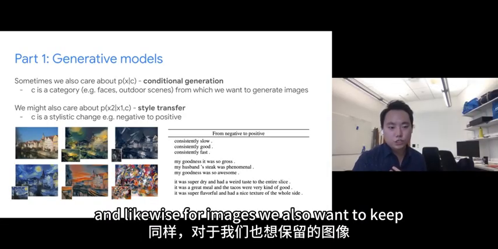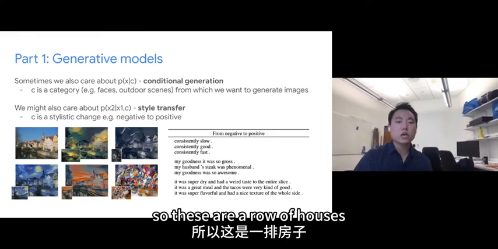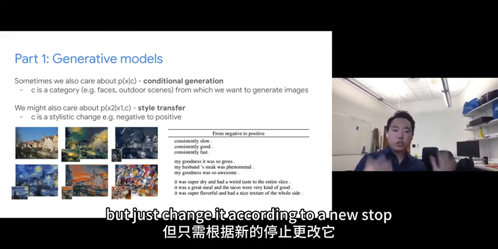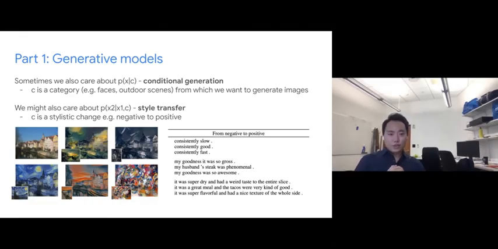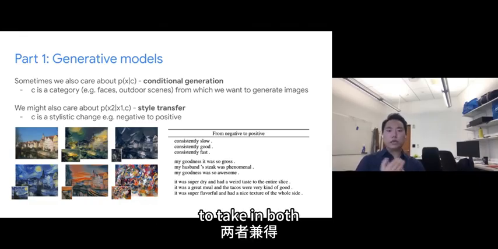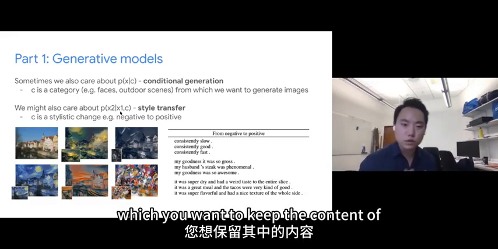Likewise for images, you also want to keep the main content. So these are a row of houses. You want to keep the main content, but just change it according to a new style. This is a style transfer problem. Many of the models that we look at in this lecture can also be extended to take in both C, the stylistic attribute, as well as some input data whose content you want to keep.